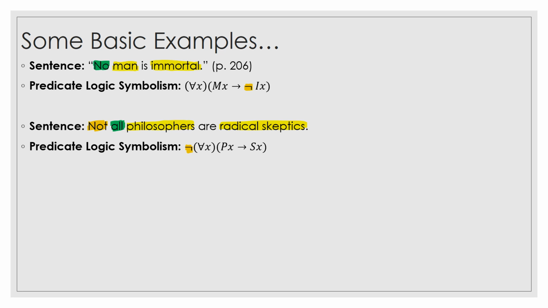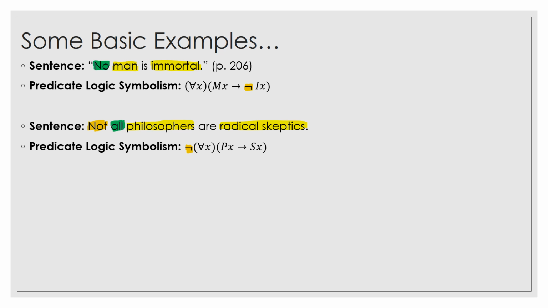At any rate, let's just consider it as it is given, namely, not all philosophers are radical skeptics. So we have the not, the negation in front, and we have if x is a P, then x is an S.